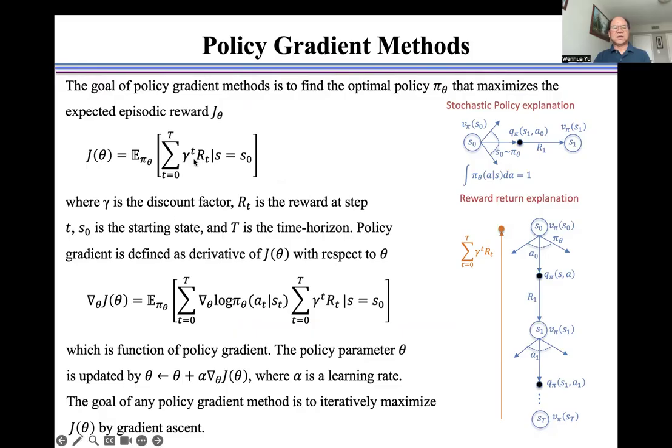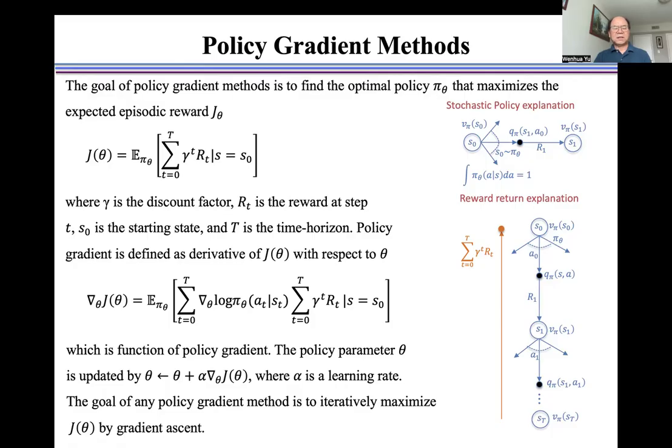return, as shown here. The stochastic policy is explained in this figure. The reward return is explained in this figure, where gamma is a discount factor, R_t is the reward at step t, S0 is the starting state and T is the time horizon.